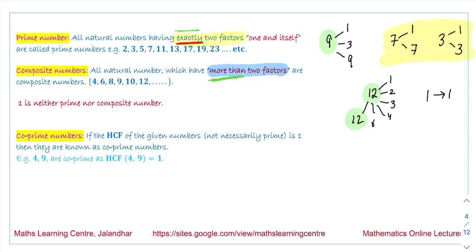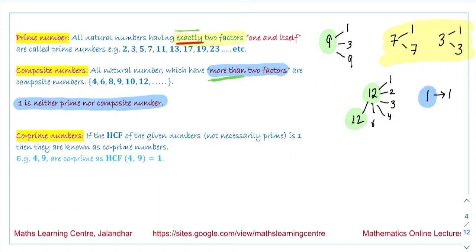Now the third case is the number 1. The number 1 has only one factor, which is 1 itself. So it is neither a prime number nor a composite number. This is important, that 1 is neither prime nor composite. Prime numbers are those which have exactly two factors, composite numbers are those which have more than two factors, and 1 is the natural number which has exactly one factor. So it is neither prime nor composite.